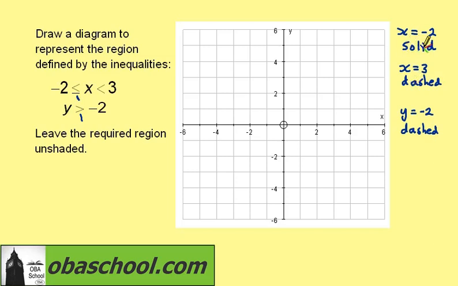So let's draw the line x equals -2. It's a vertical line through -2. We should always label lines that we draw.